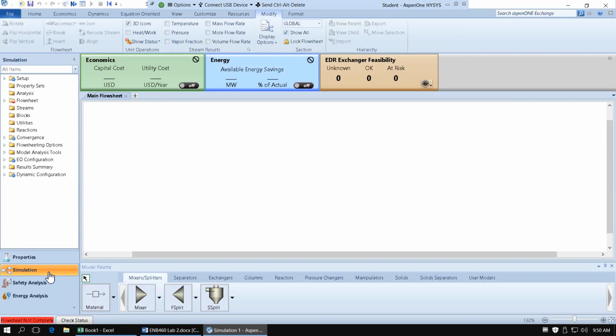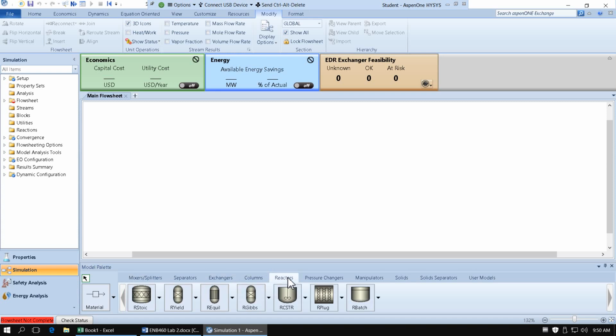Right, so again, to start our flowsheet, we can put a block down, and for this session, we'll use a reactor. So we'll go to the reactors tab on the model palette. All right, and for this exercise, we're going to use a block called RStoic. So this is one of the easier reactor blocks to set up, and I'll show you in a little bit. So we'll just click on the RStoic and put that down.